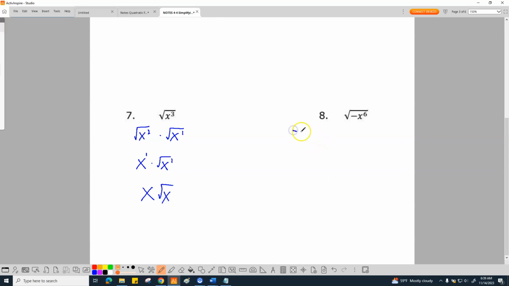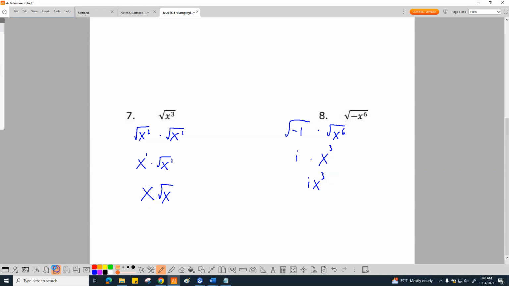I'm going to once again separate everything out. That's the way I like to roll. Times the square root of x to the 6th. So I have my -1 pulled out, and now I can evaluate these. The square root of -1 is in fact i. And then the square root of x to the 6th, the rules of evens: take that even number, divide by 2, and erase the house. So 6 divided by 2 is 3. And I'm going to write that down. Boom. And now I have i x to the 3rd for my answer.